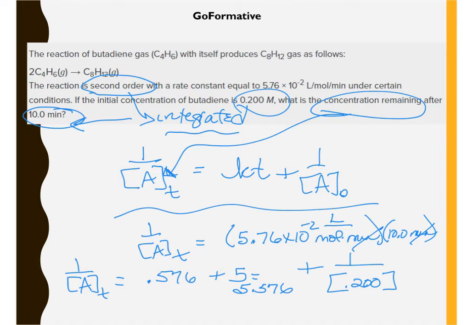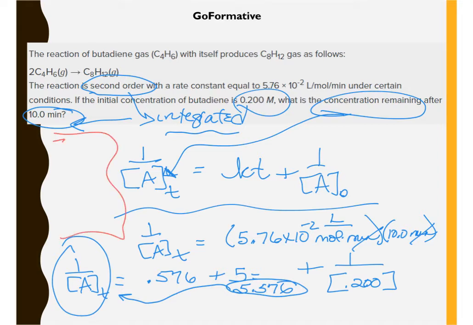All right, so this ending is really important because it's a very common mistake that students make. When I plug and chug all the numbers in, I get 5.576. Now do not stop here, because what does 5.576 represent? It represents 1 over the concentration of the reactant. I don't want 1 over the concentration. I want the concentration itself.